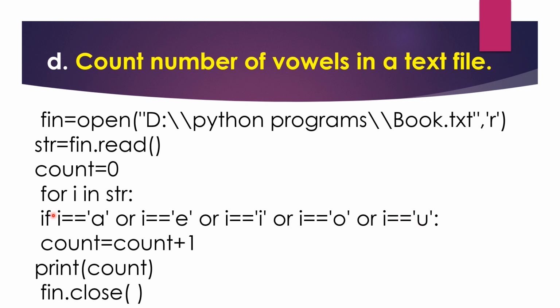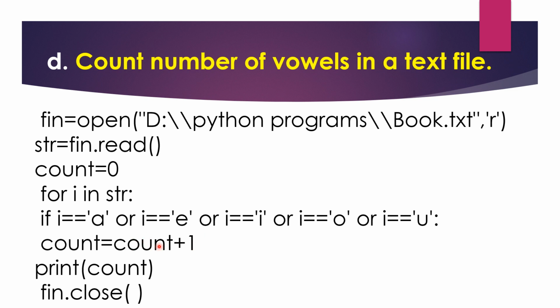If none of these match str, that is C, then it will change the value of str from C to O. Now the value of str will be O. Now the value of i will also change to O, and it will match from here. It is not equal to A, not equal to E, not equal to I, but it is equal to O. So since it is equal to O, it will count.